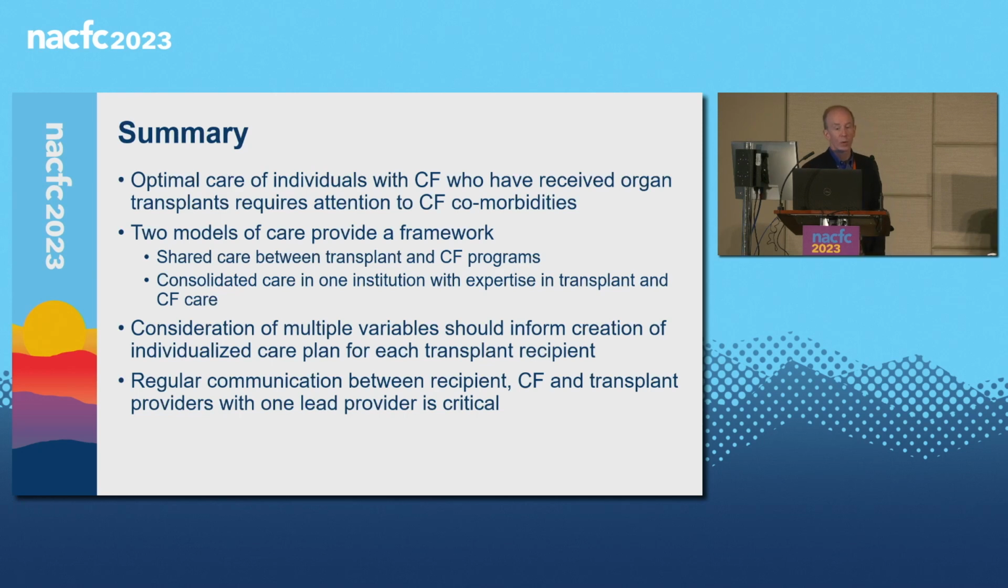So in summary, what I've tried to do is outline how optimal care of individuals with CF who've undergone transplant requires a lot of attention to CF comorbidities. Our group outlined 2 models of care to provide a framework. One, a shared care model between the transplant and CF programs, and a second, consolidated care within one institution. We can look at the variables that go into these decisions and, most importantly, perhaps have regular communication and clear understanding among the transplant recipient, their family, and the CF and transplant providers. And having one lead person to orchestrate that is really critical.